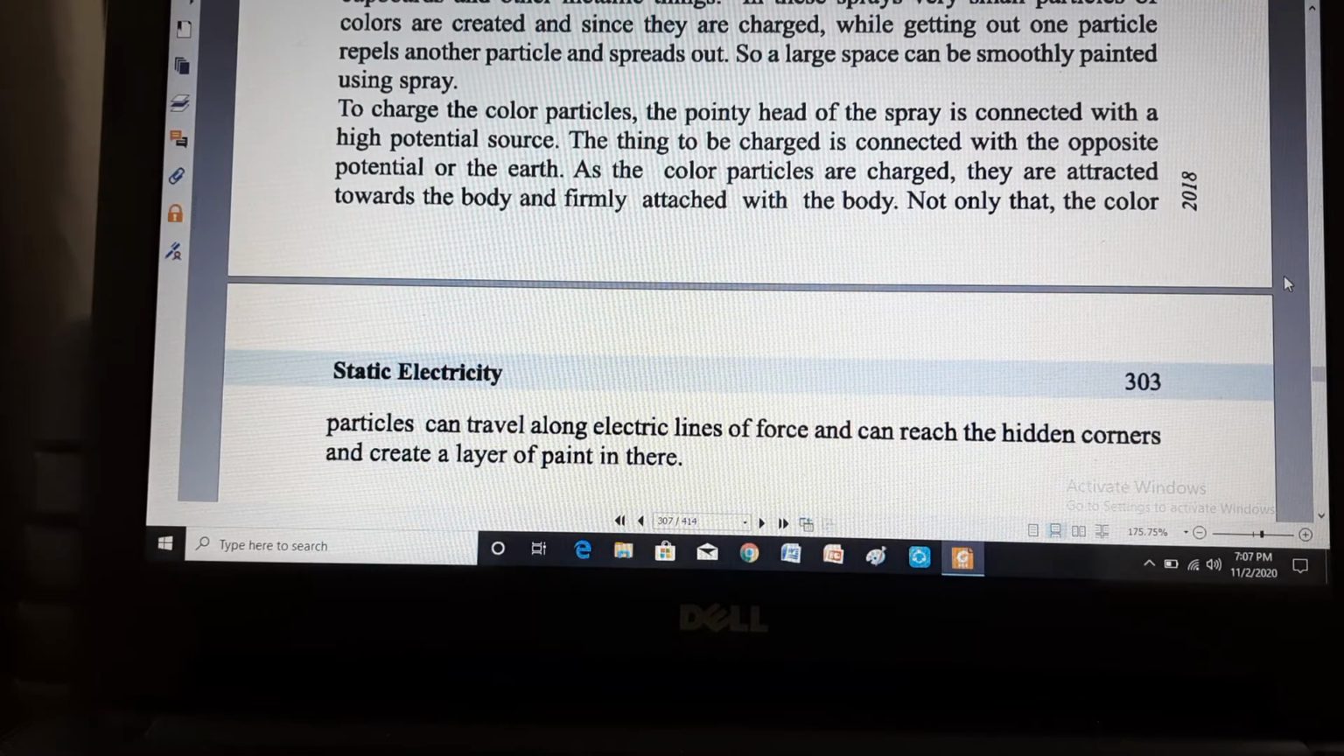very attractive. So, this is all for today, my dear boys, and this is all for static electricity in the theoretical part.